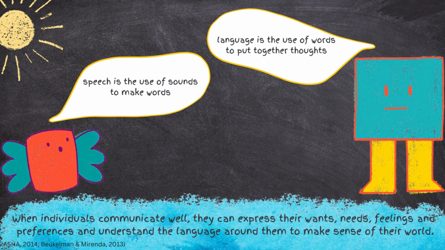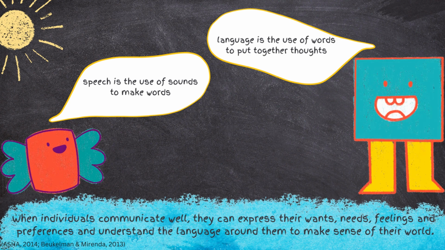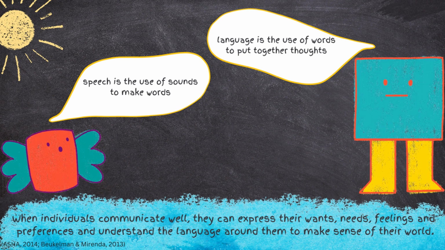Speech is the use of sounds to make words. A child with a speech disorder has problems putting together sounds to make words. Language development is the use of words to put together thoughts. Children with language disorders have problems putting thoughts together and have trouble understanding what's being said to them. The bottom line is, when individuals communicate well, they're able to express their needs, wants, feelings, and preferences, and also understand language around them to make sense of their world, whether that's spoken language, written language, or gesture.